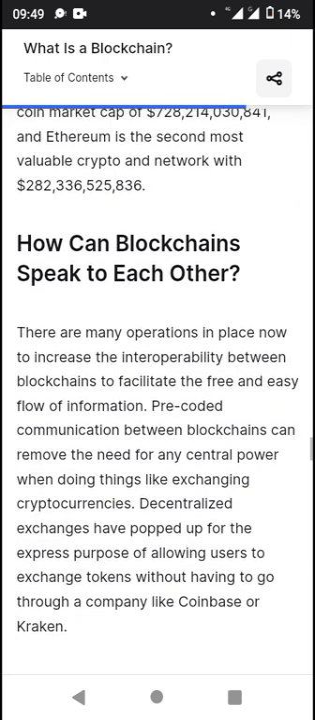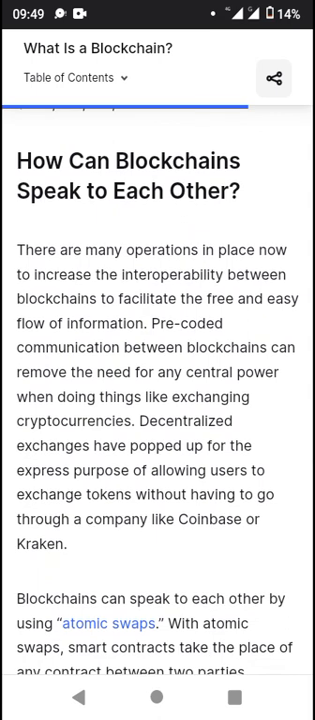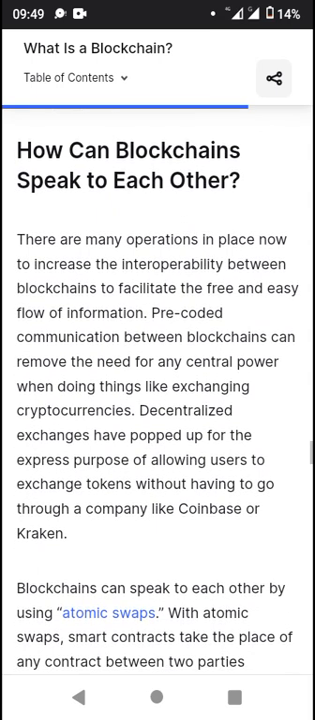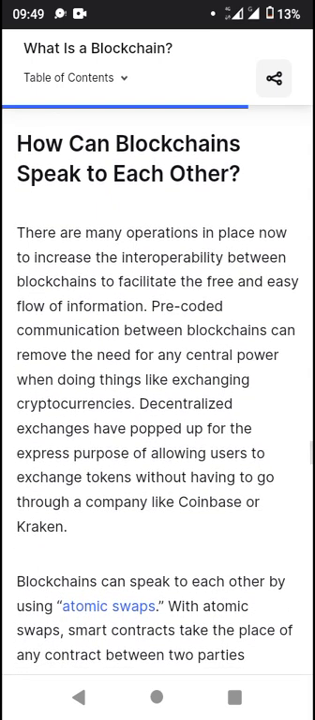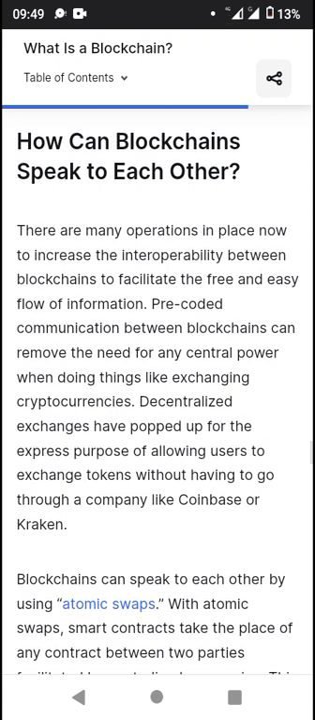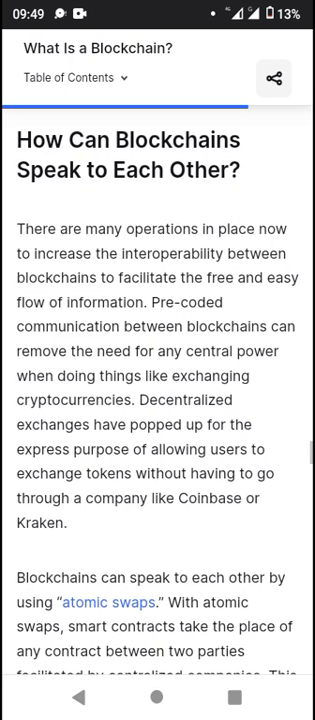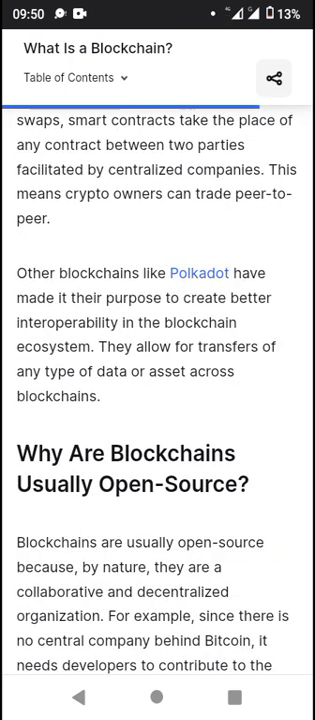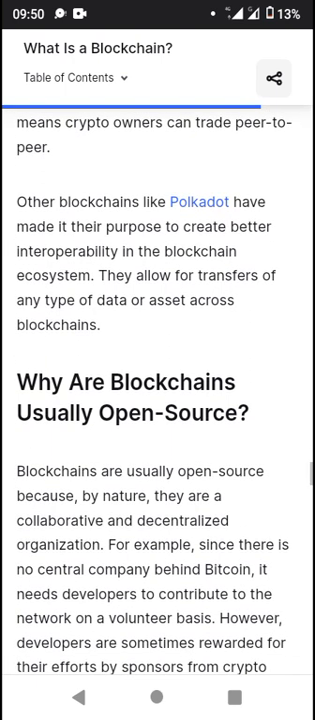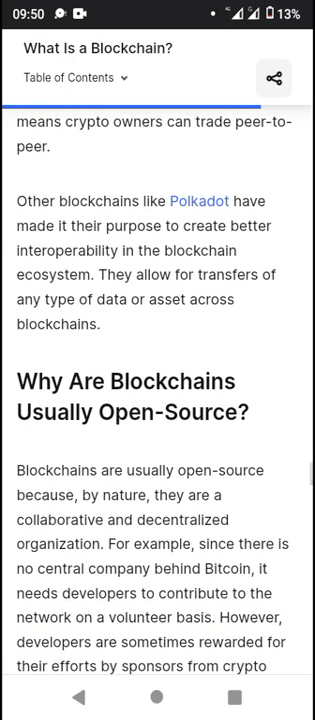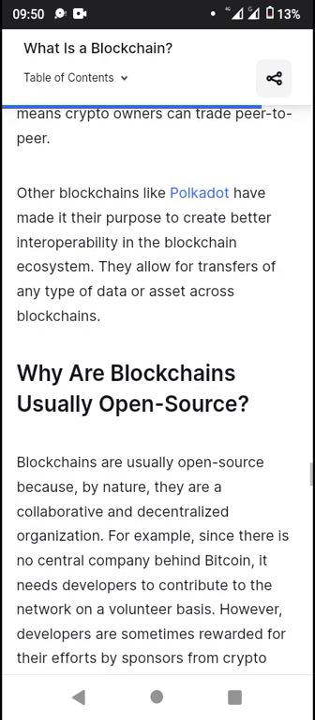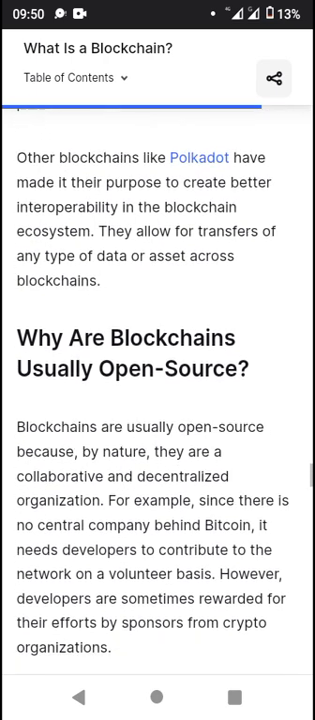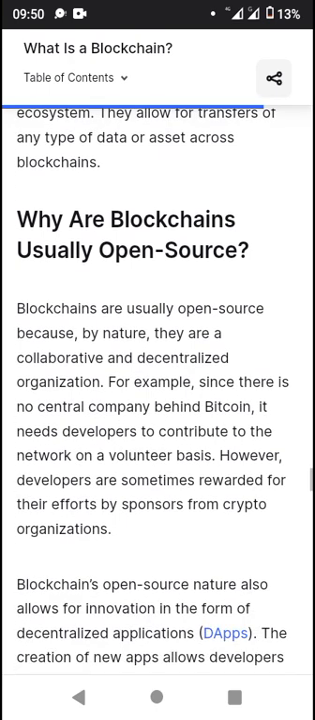So how can blockchains speak to each other? There are many operations in place now to increase interoperability between blockchains to facilitate a free and easy flow of information. So these are some of the new innovations we're expecting in the blockchain world. Other blockchains like Polkadot have made it their purpose to create better interoperability in the blockchain ecosystem. They allow for transfers of any type of data or assets across blockchains.